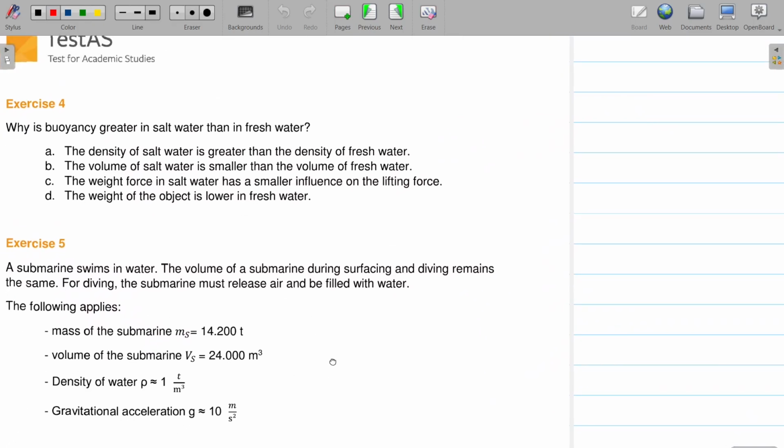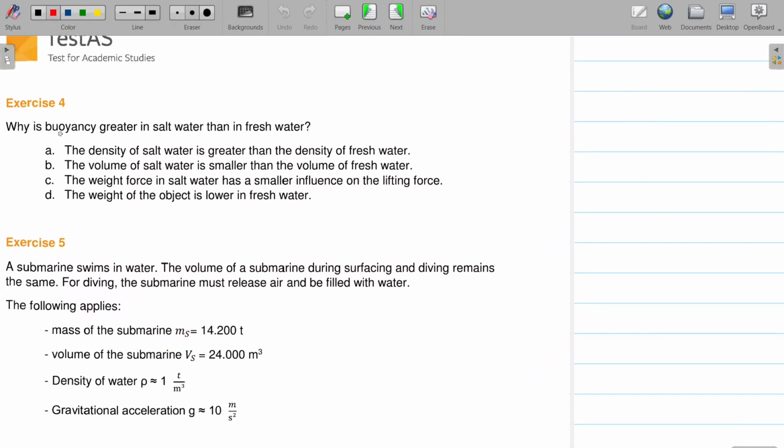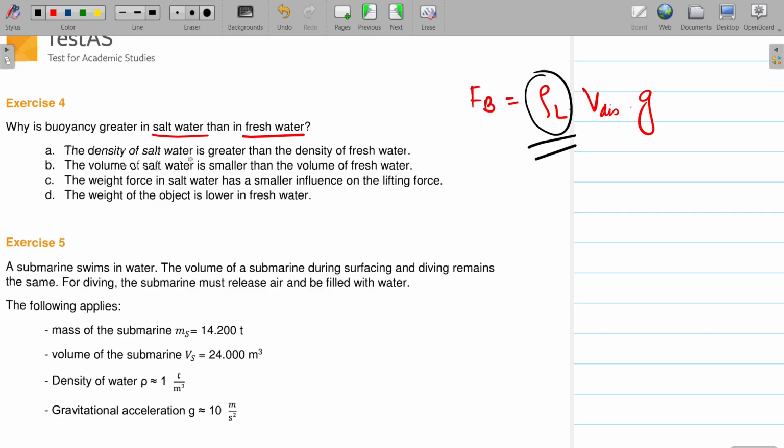The next question is asking, why is buoyancy greater in salt water than in fresh water? So basically the buoyant force is FB equals density of the liquid times volume of the displaced liquid times acceleration due to gravity. The density of the salt water is greater, obviously, because it has salt dissolved in it. So what should be the answer? The density of salt water is greater than the density of fresh water. So this should be our answer.